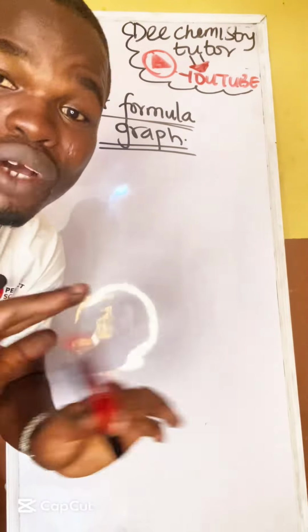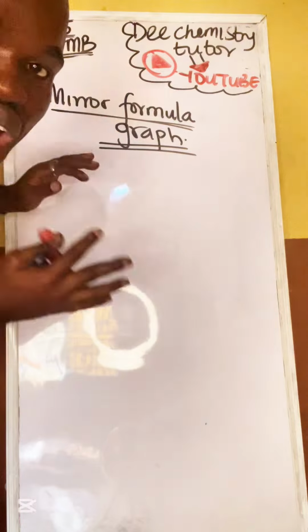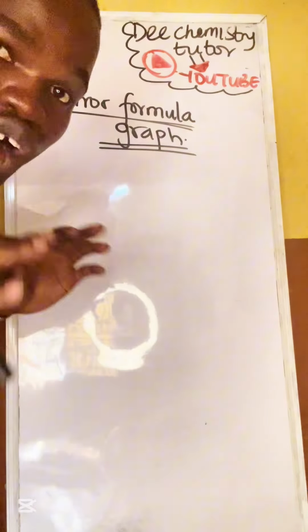I promise I won't waste your time. I just want to teach you how to recognize the graph of a mirror formula, right? The graphical representation of that formula is a common JAMB question.